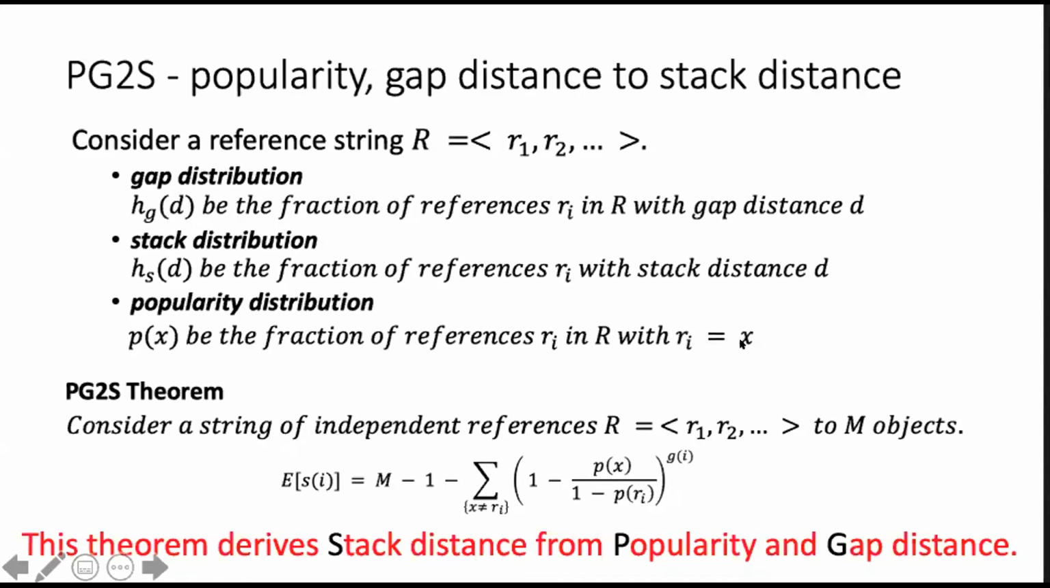By having popularity and gap distances, the PG2S theorem tells us that we can derive the step distance from popularity and gap distances. In this presentation, I'm going to omit all the details of the proofs, so interested audience can read our paper. However, the idea of proving this theorem is very simple. Given the gap distance of a specific reference request, we can calculate the probability of each distinct object appearing in such a long gap distance sequence.